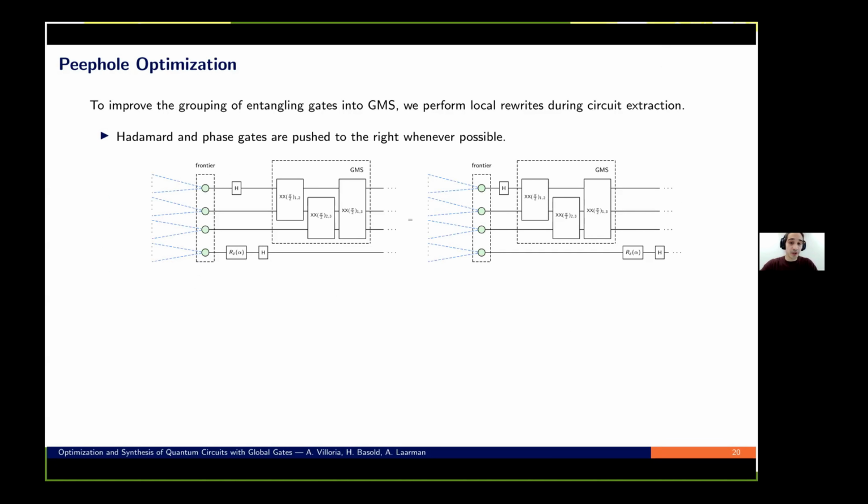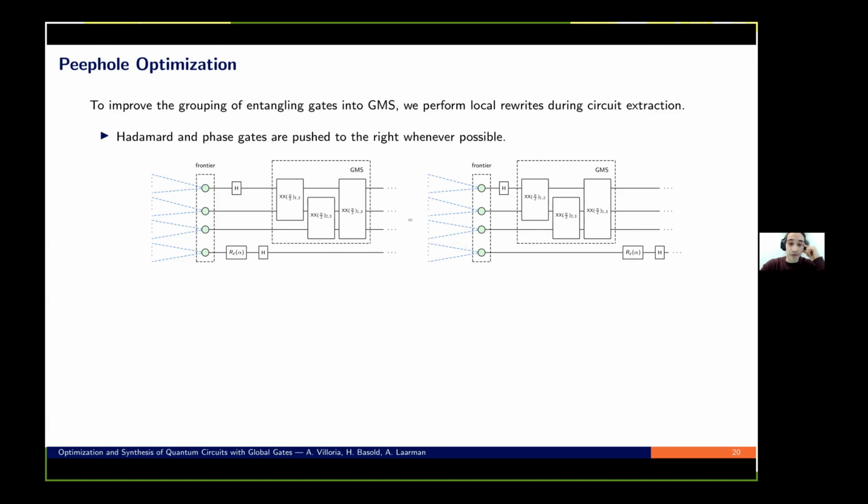Having this for the part in which we extract CNOTs, we have to do more work when we extract the other gates. So let's see. First of all, Hadamard gates and phase gates, what we do is we try to commute them past GMS gates that we have already constructed on the circuit. So then incoming CNOTs or incoming control C gates can be compiled together with GMS gates that already exist.